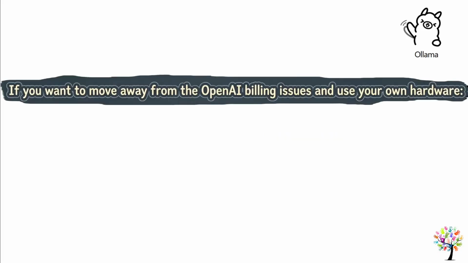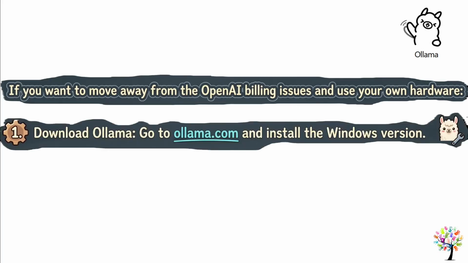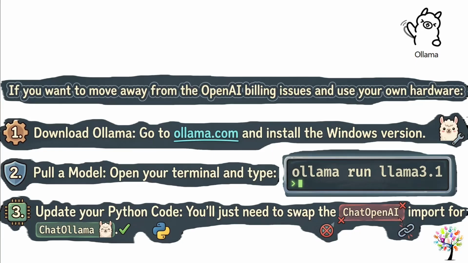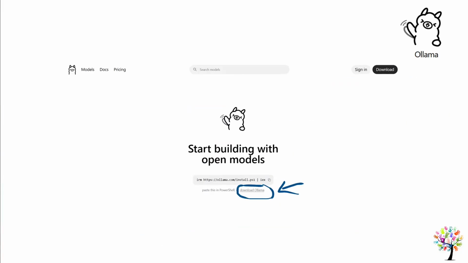So if you want to move away from OpenAI billing issues and use your own hardware, go to Ollama.com and download Ollama. Depending on the version of your operating system, you pull the model by installing it and running ollama run llama3.1 in this instance. Then you update your Python code if you're building an AI agent, for example. Replace OpenAI with Ollama. So you start building your models.